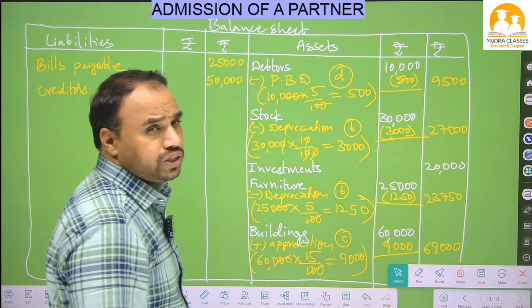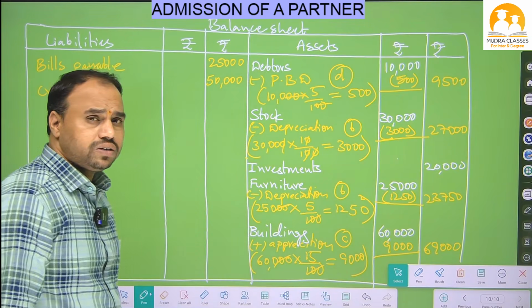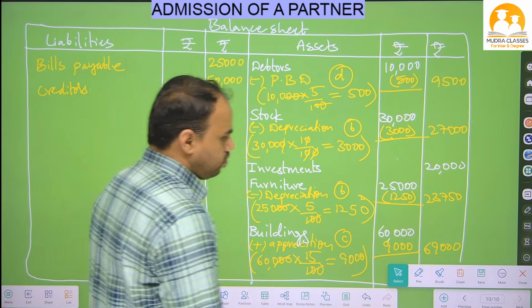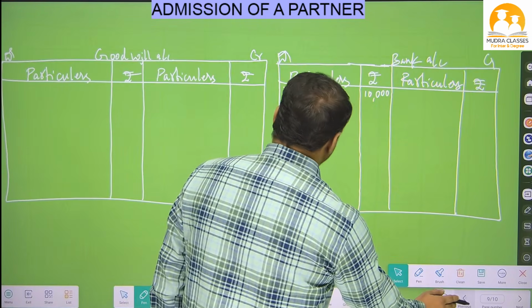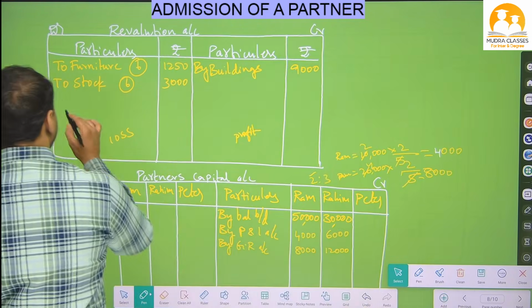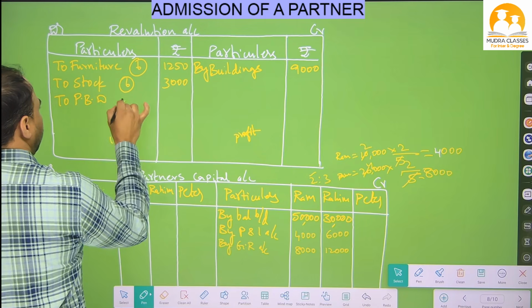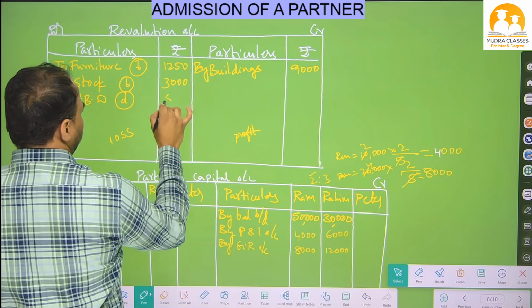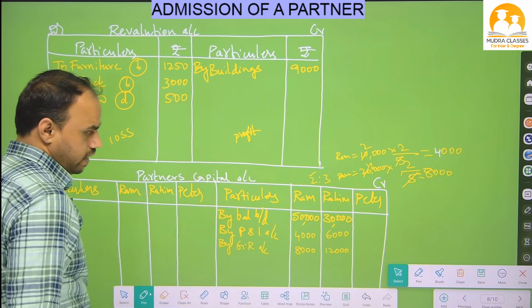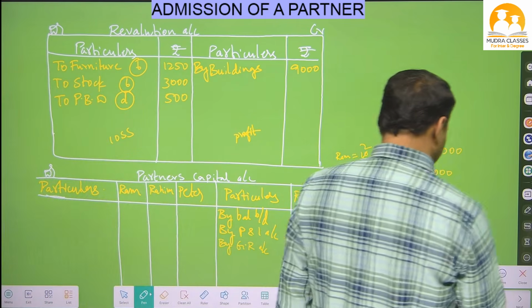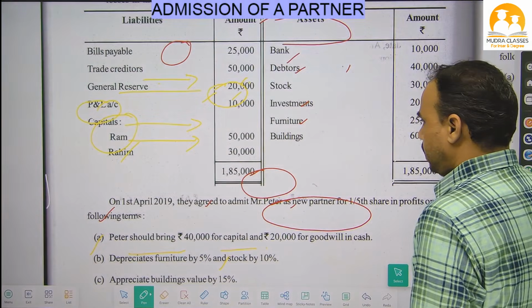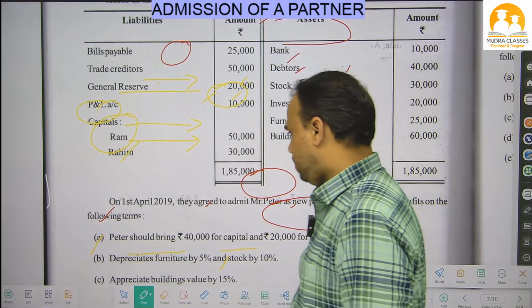Beta, if we don't give it, then our profit or loss, it is a loss. Okay, so one more time we have to write in revaluation account debit side to provision for bad debts, adjustment number D, amount 500. Okay, now all adjustments are completed, except first adjustment, very important.